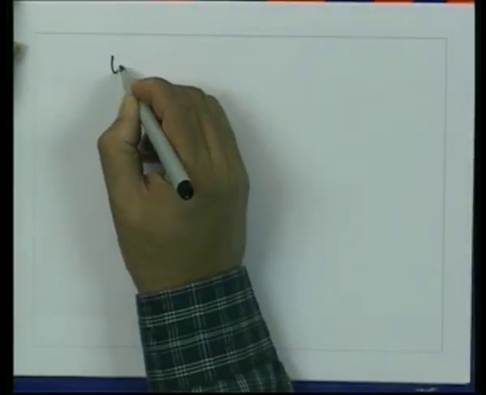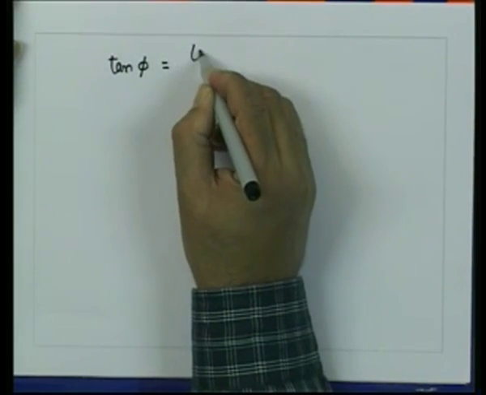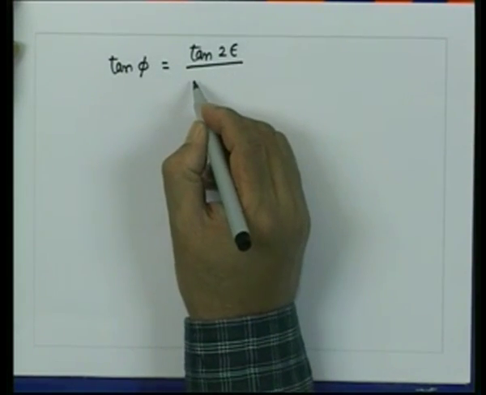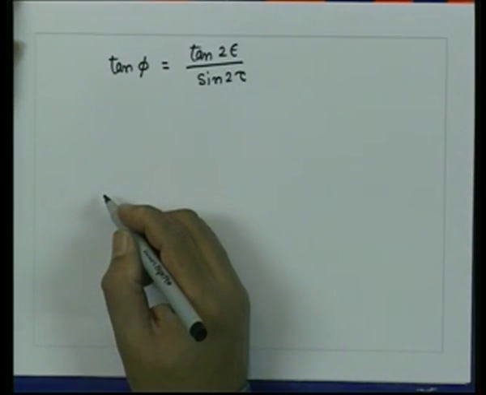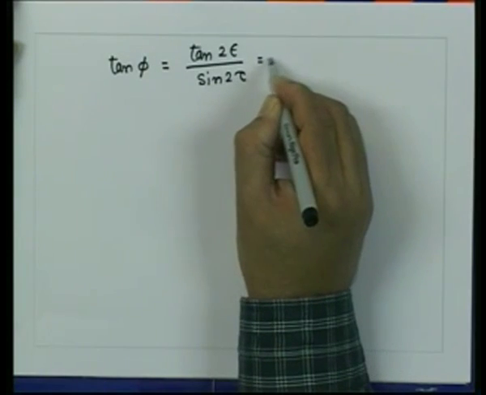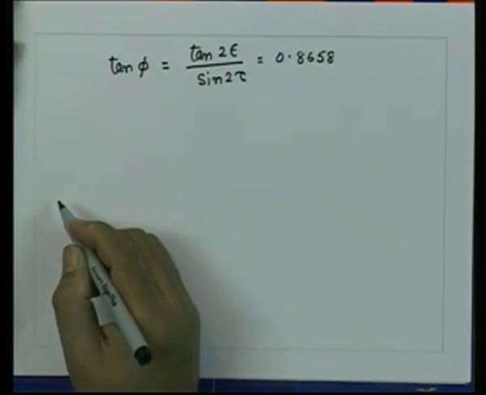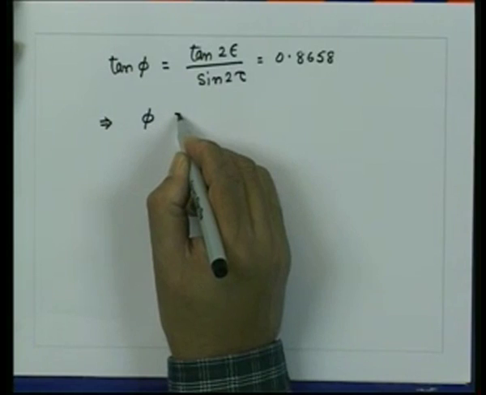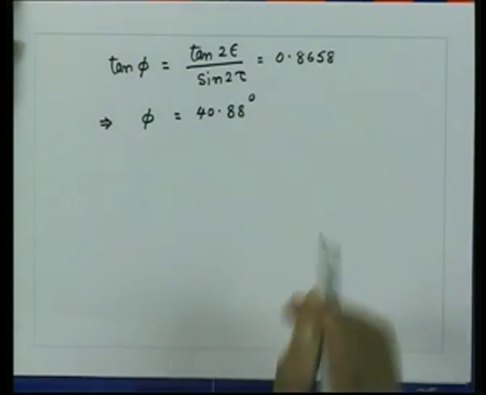The phase angle phi can be obtained by using this relation, that tan phi is equal to tan of 2 epsilon divided by sine of 2 tau, that is equal to 0.8658, which gives angle phi equal to 40.88 degrees.